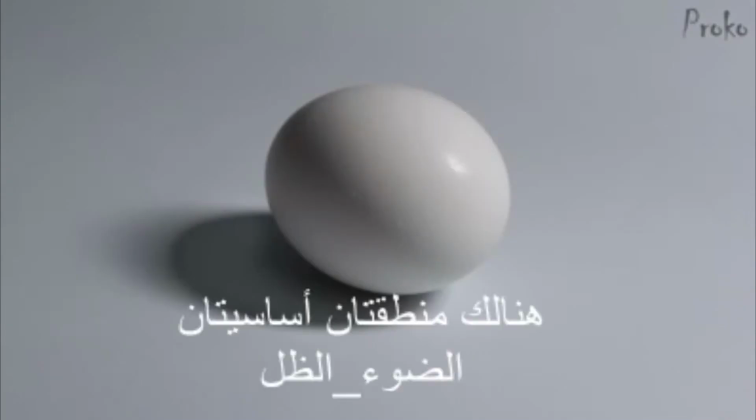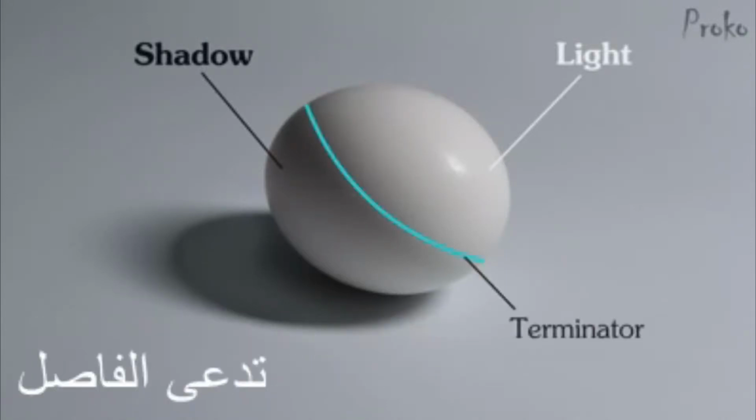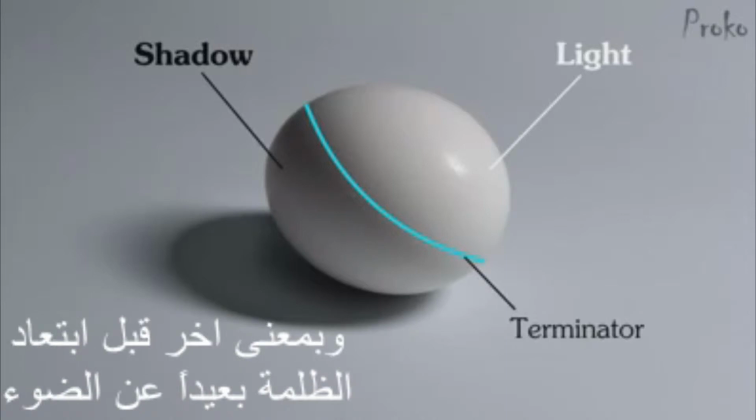There are two main zones, light and shadow. The edge where the form transitions from light to shadow is the Terminator. It's located at the tangent between the light source and the form. In other words, just before the planes start to face away from the light.